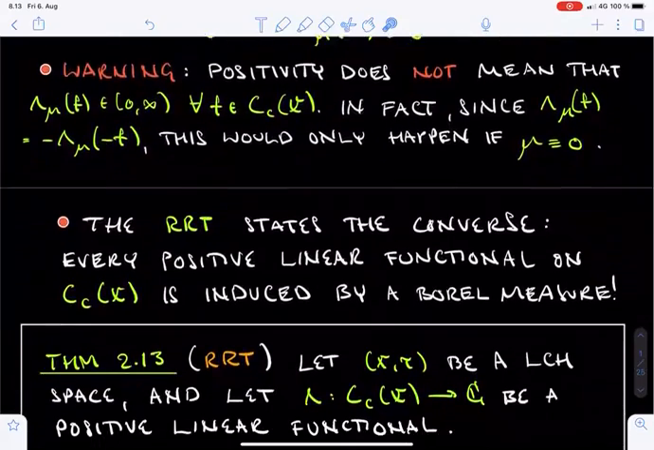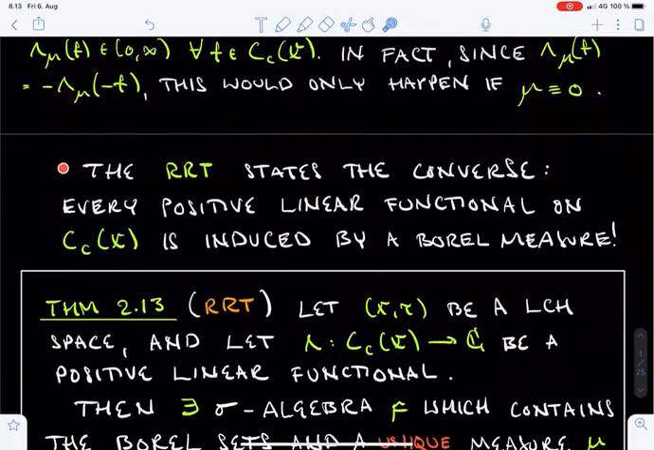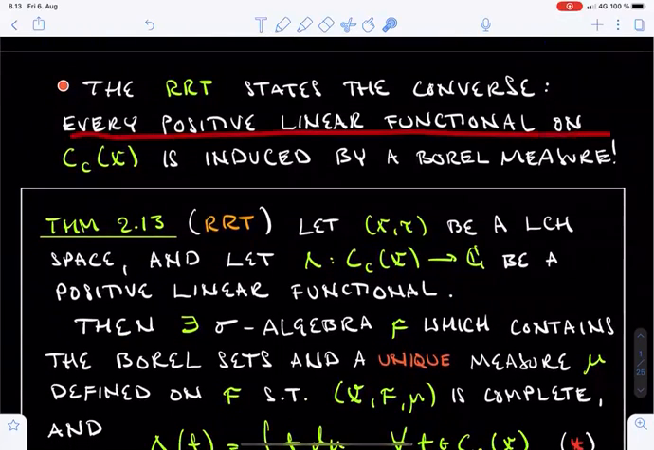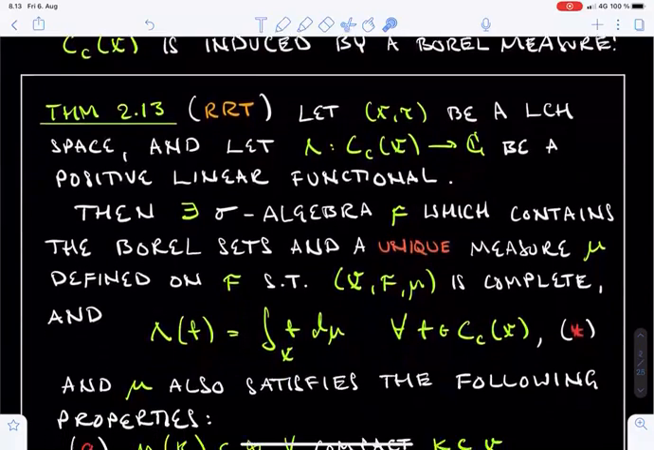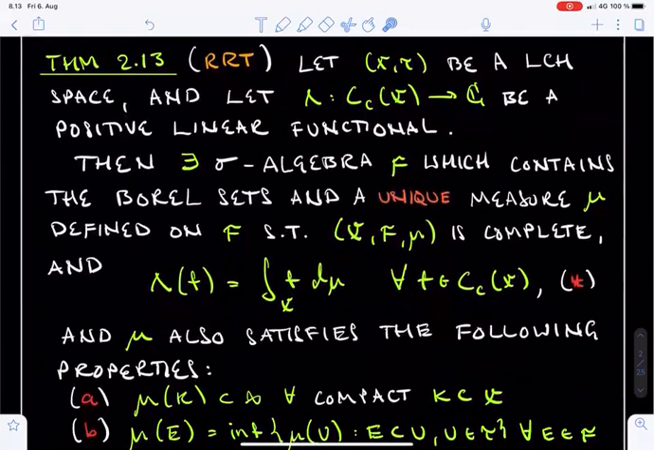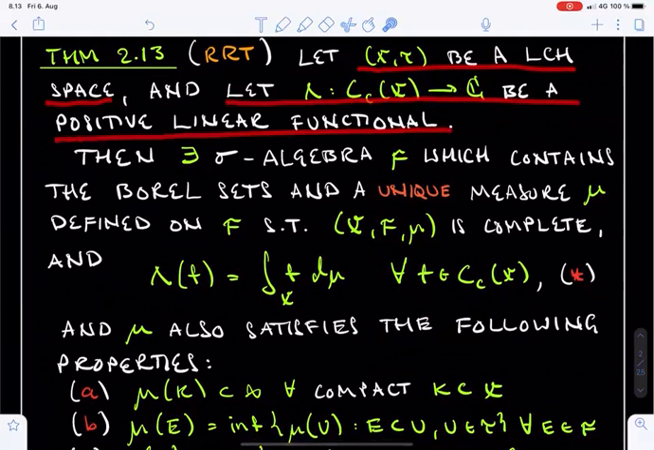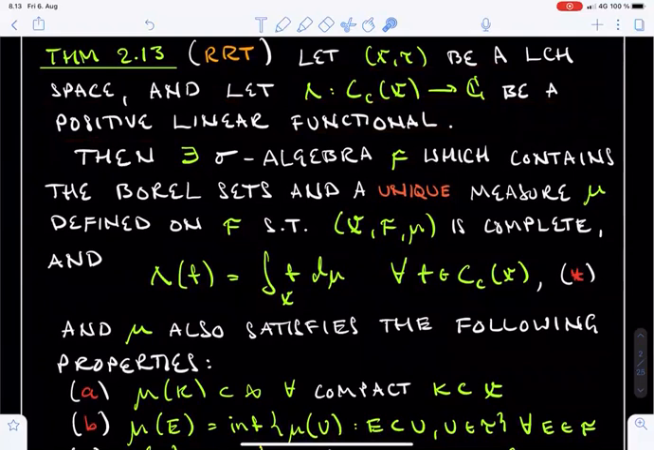Now we are prepared to state the Riesz representation theorem. It is the perfect converse to the previous observation. Every positive linear functional on CC of X is induced by a Borel measure. The precise statement is theorem 2.13. Let X tau be a locally compact Hausdorff space, and assume that lambda is a positive linear functional on the space CC of X.